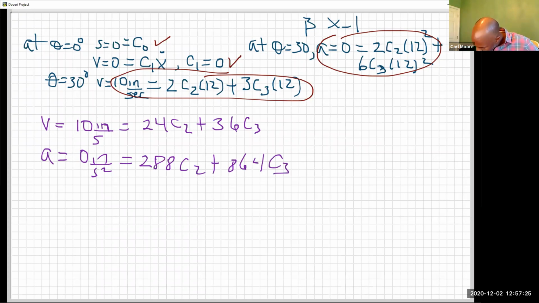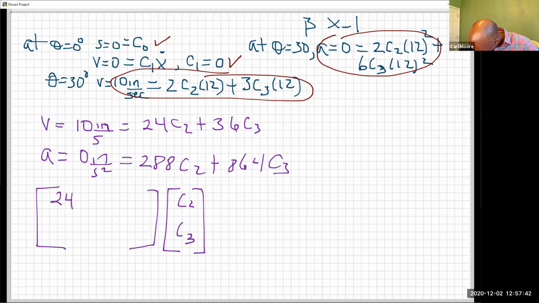And so I'm going to put those in a matrix in the same manner I did previously. So C2, C3. Okay, and here's the matrix. So for the V, I have a 24 and a 36. And for the other one, I have a 288 and an 864. And what are those equal to? They're equal to a 10 and a 0.